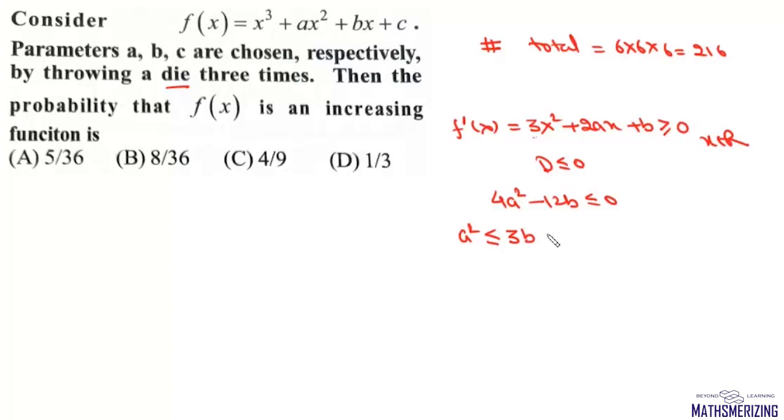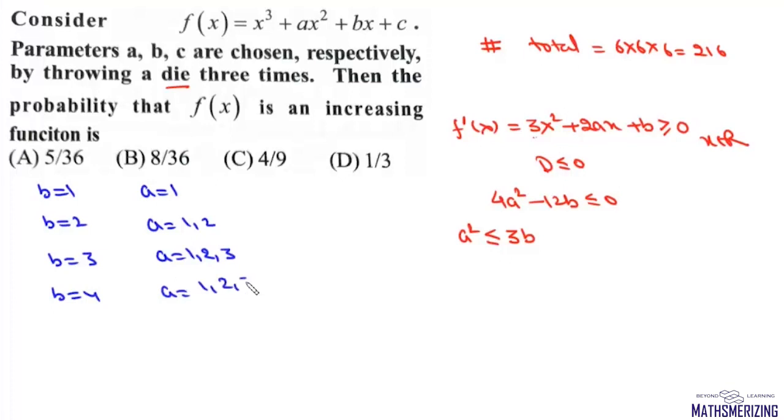Now we need to choose the values of a and b. Now if we take b as 1, then value of a can be 1. Now if we take b as 2, we can take the value 1 and 2. If b is 3, then a can take the value 1, 2 and 3. If b is 4, again it will be 1, 2, 3. If b is 5, again we'll have 1, 2, 3. And if b is 6, value of a will be 1, 2, 3 and 4.